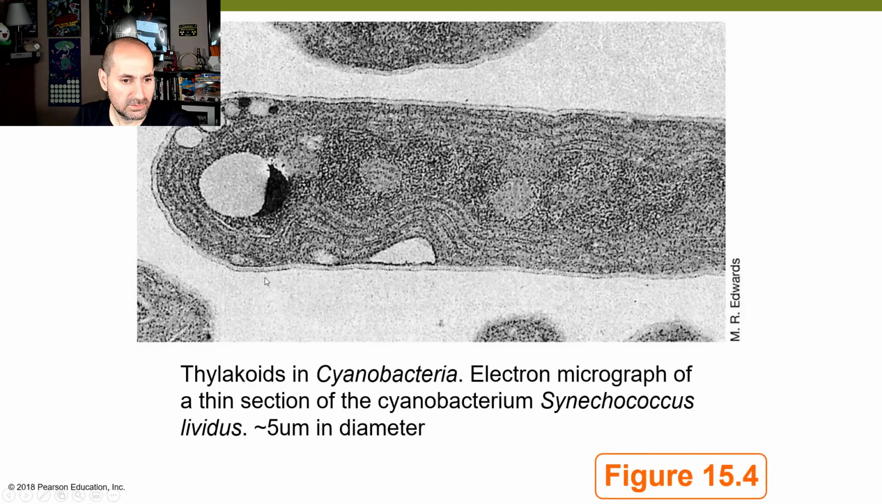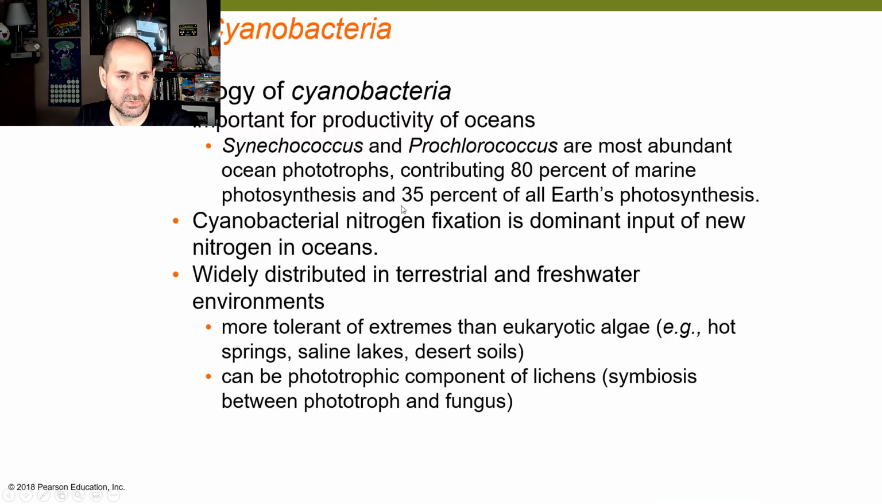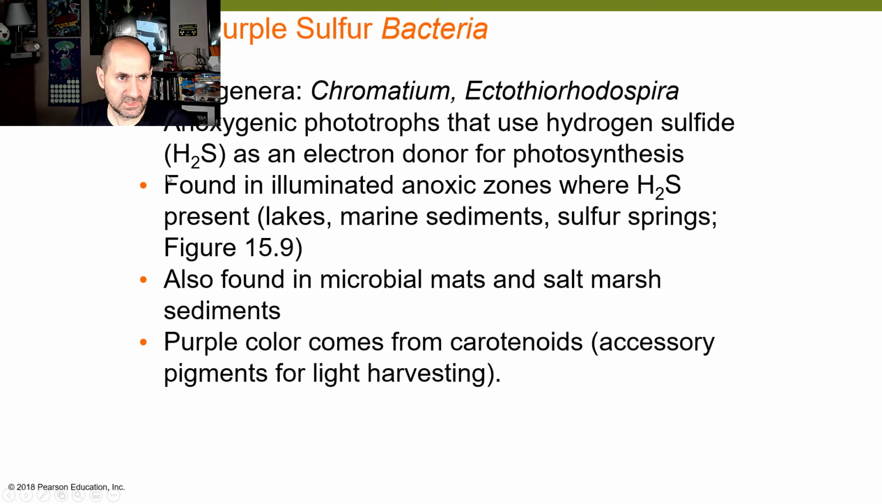What else do we want to know? We want to know that they possess thylakoids, and they are responsible for a lot of photosynthesis on the planet. They contribute to 35% of total Earth photosynthesis, 80% of marine photosynthesis, and that's just these two classes of cyanobacteria. Then we moved on to purple sulfur bacteria. I know there's a lot listed here, but I try to cut to the chase and get to what's functionally different between these types of bacteria.